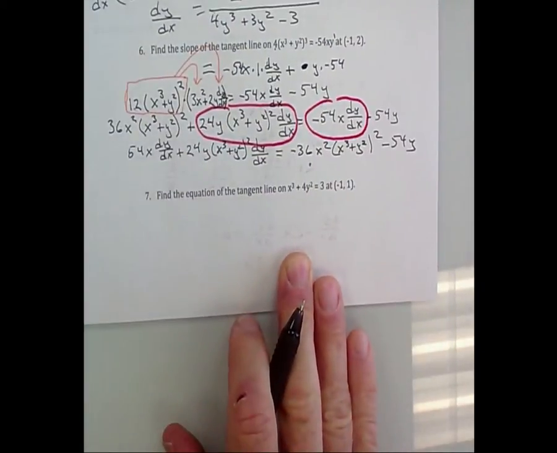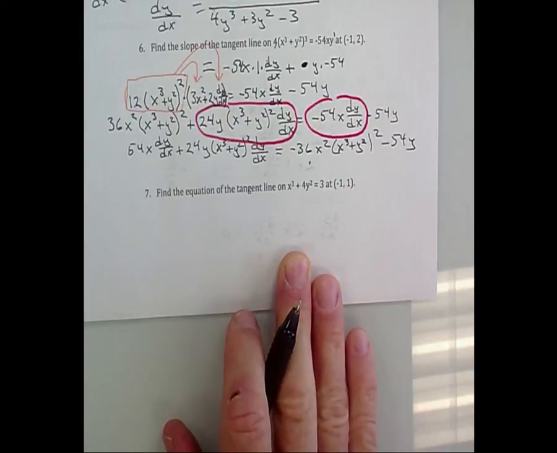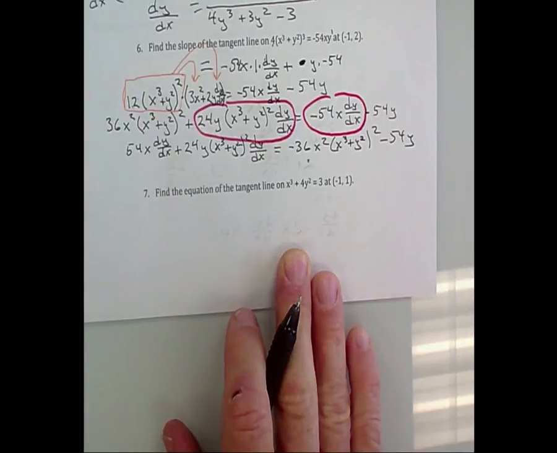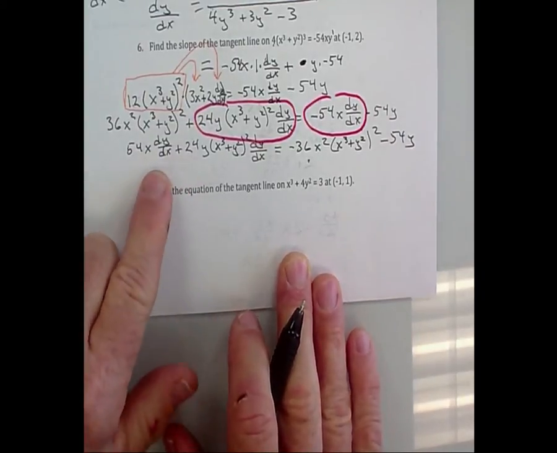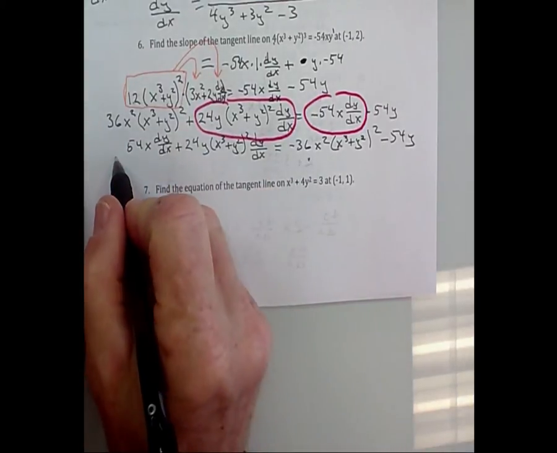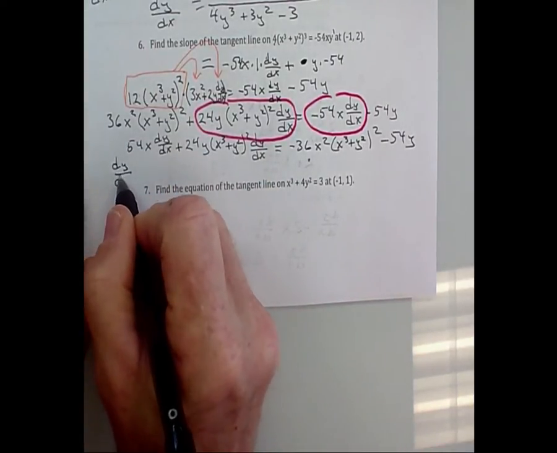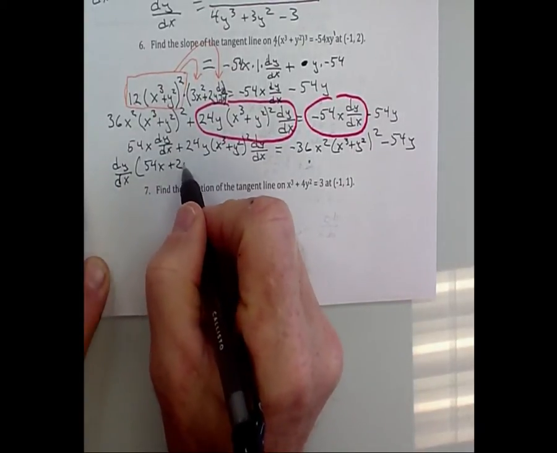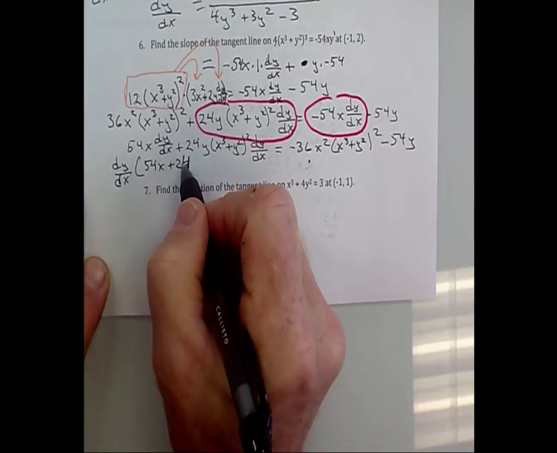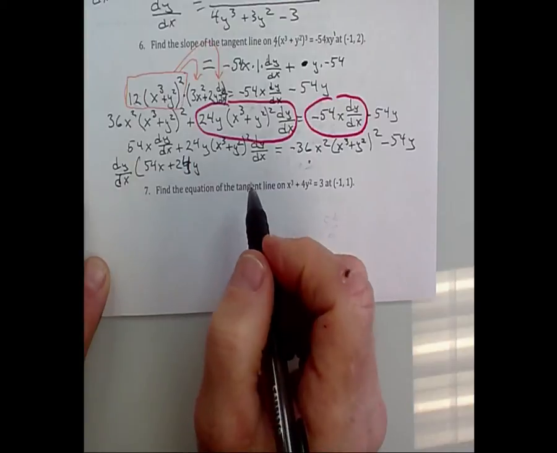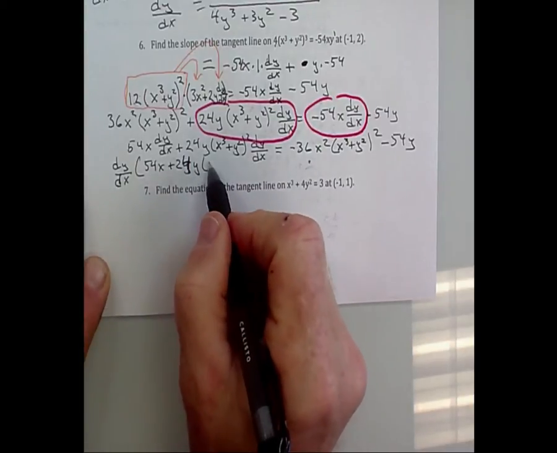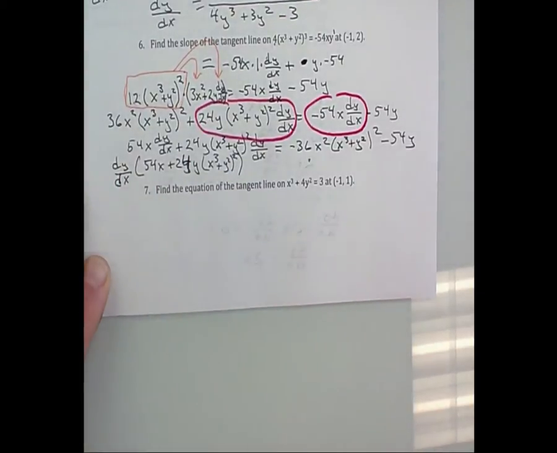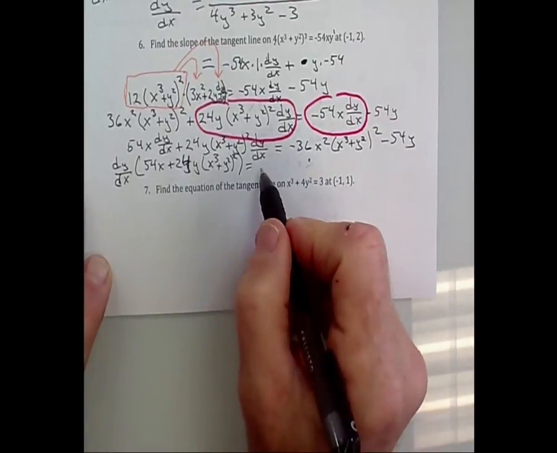Natalie, anything you see I made a mistake on or something I need to clarify? I'm just trying to think through. Okay. So now I have a dy dx here and a dy dx here. I'm going to factor out the dy dx. And I'm going to have 54x plus 24y times x cubed plus y squared squared equals all of this.